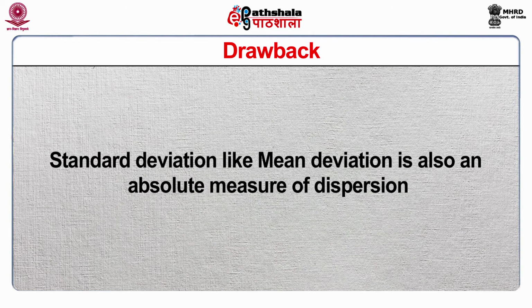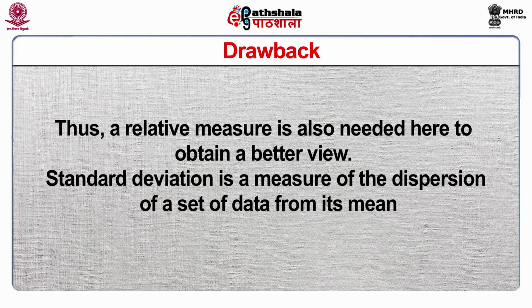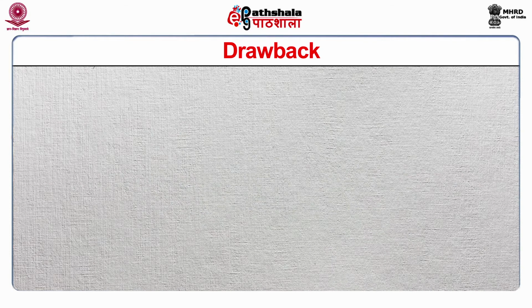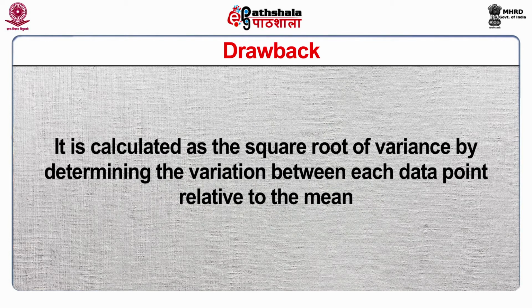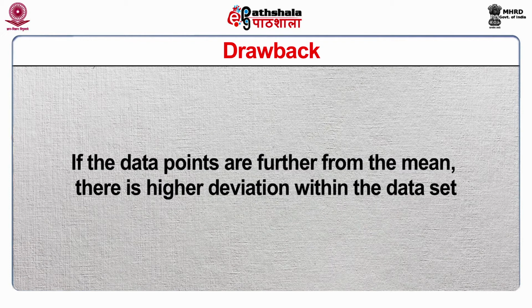Now, the standard deviation, like mean deviation, is also an absolute measure of dispersion. Thus, a relative measure is also needed here to obtain a better view. Standard deviation is a measure of dispersion of a set of data from its mean. It is calculated as the square root of variance by determining the variation between each data point relative to the mean value. If the data points are further from the mean, there is higher deviation within the data set.